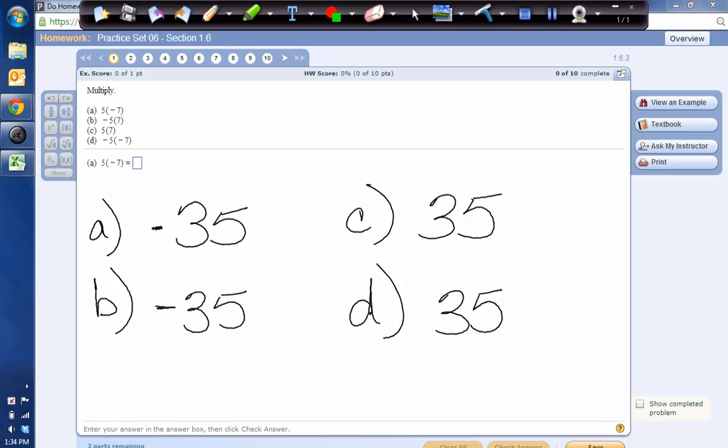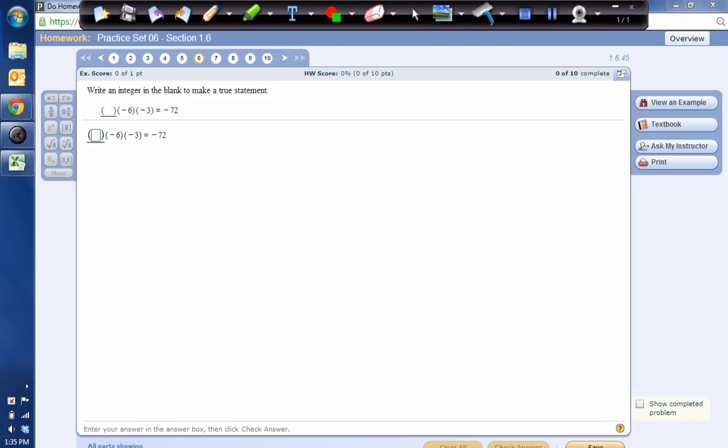All right, great. Now, let's look at number 6. Okay, for number 6, we have a blank, and then a negative 6, negative 3, and that equals negative 72. Well, what is negative 6 times negative 3? Okay, that part right there is positive 18, right? It's 18, 6 times 3, but then there's two negatives, so positive 18.